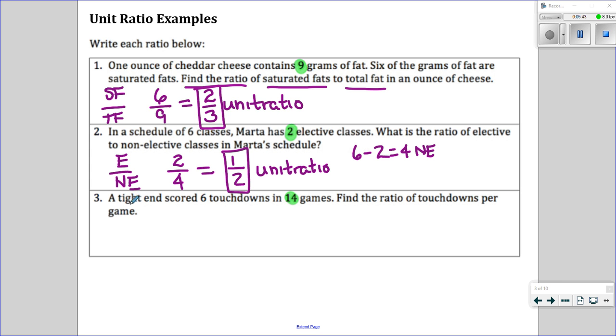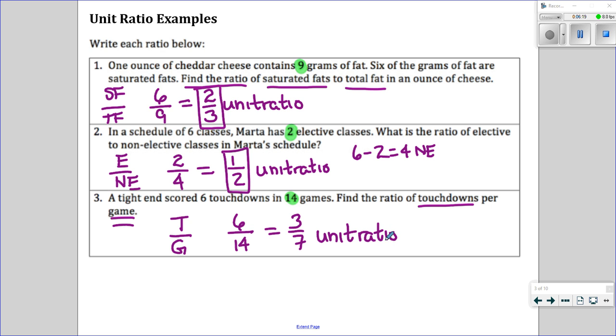Third one: a tight end scored 6 touchdowns in 14 games. Find the ratio of touchdowns per game. So that means touchdowns per game, T over G. We know that the tight end did 6 touchdowns in 14 games. So we need to find the ratio. This is the ratio, but we can reduce it. The constant factor for both of them is 2, so it will be 3 over 7. That is our unit ratio.